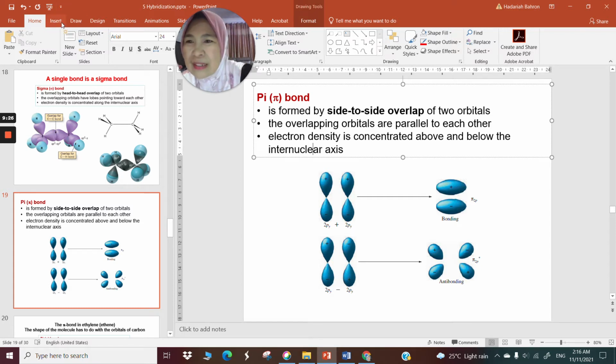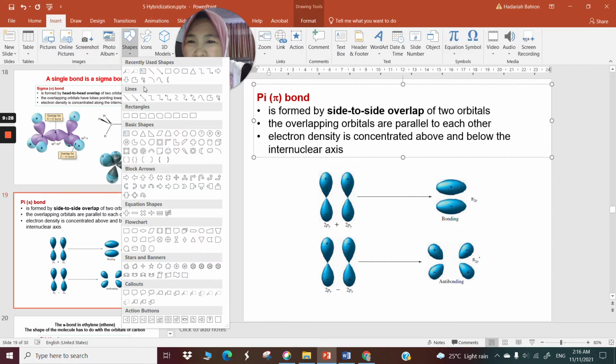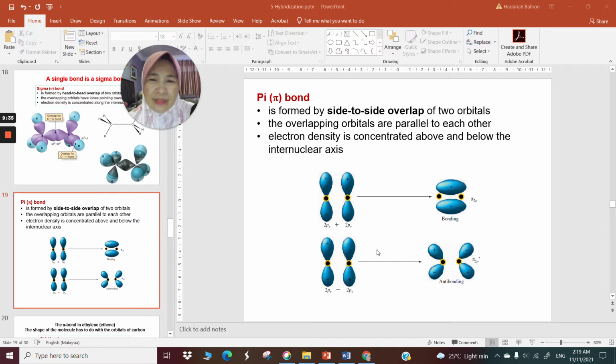So you can imagine that there are two nuclei. Let me do that here. Okay, I have drawn the nuclei, the dot there, the dot. So you're going to have the electron density concentrated above and below the internuclear axis and away from the area between the two nuclei.